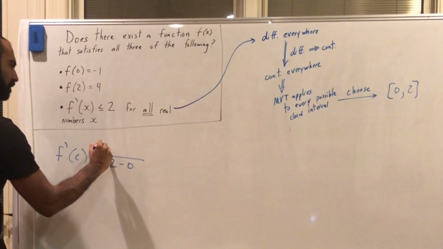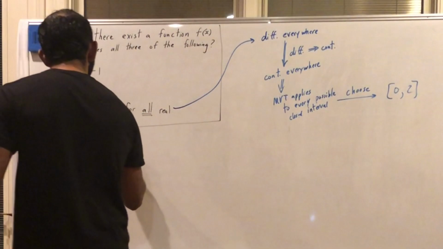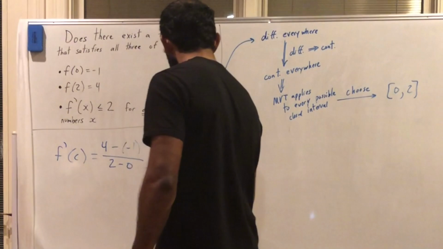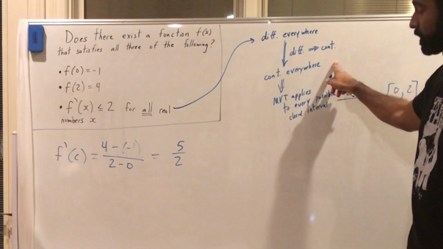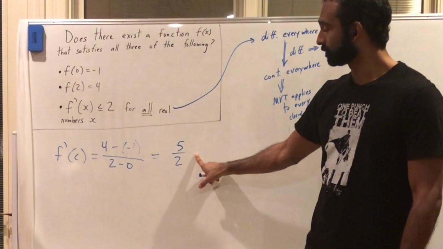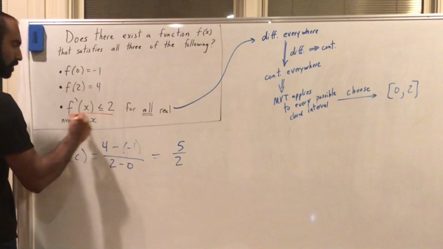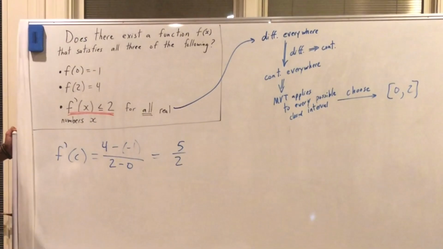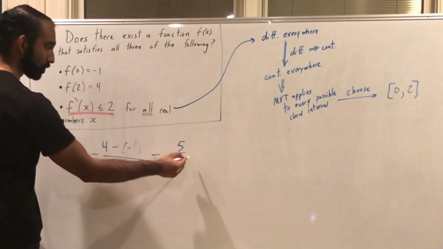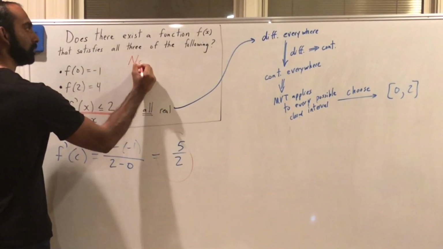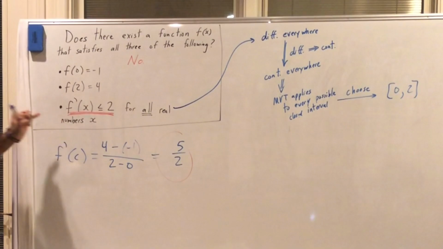F of B is 4. F of A is minus 1, so 4 minus a negative 1. So it's 5 over 2. The mean value theorem says that this has to be true. What's the problem with this? That's greater than 2. Yes, the problem is that this lies in stark contradiction with this postulation here. This is saying that the derivative, even though it exists, is always less than or equal to 2. And we're getting something that's greater than 2. So the answer to this question is no. It is impossible for a function to satisfy all three of these conditions.